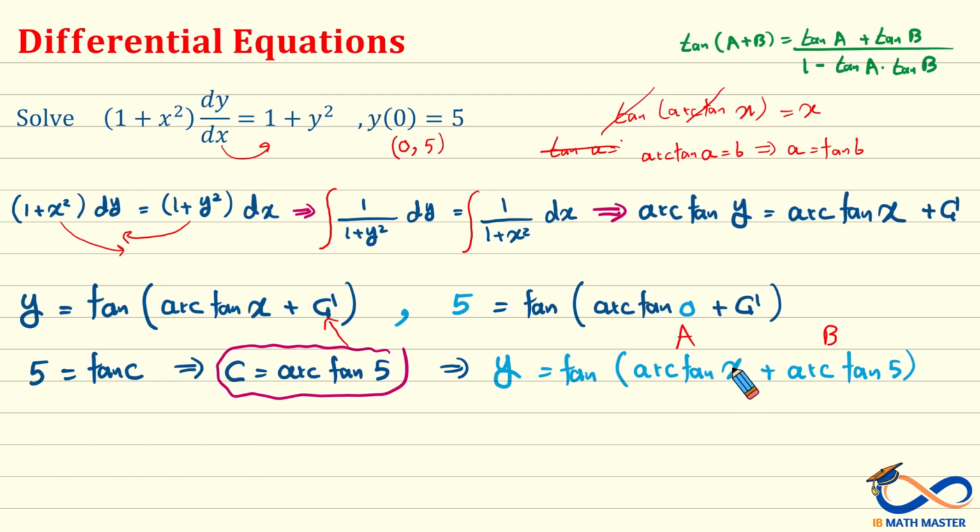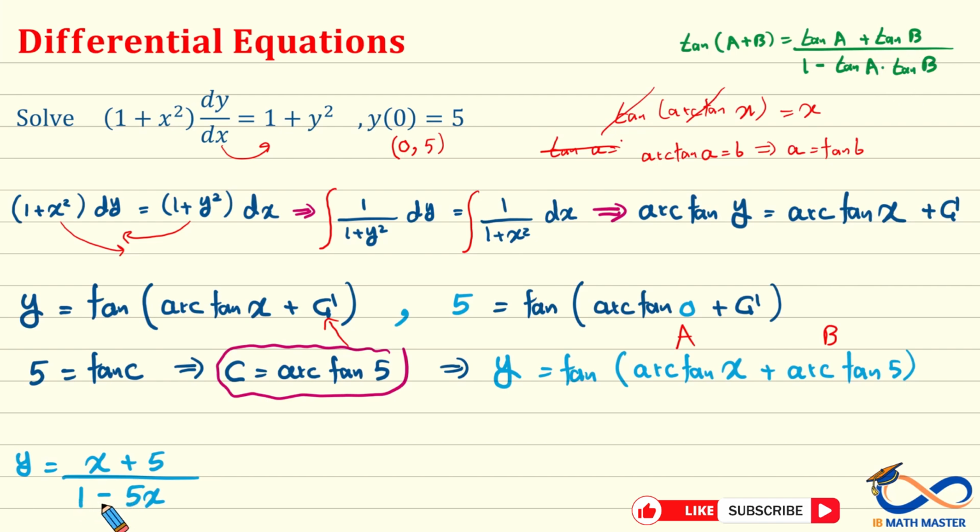In the same exact way, we have tangent of arctangent 5. So the tan and the arctan will cancel, so you have only 5. So you have x plus 5. Here it is, x plus 5. In the denominator, as you see in the formula, you have here 1. So we have 1 here, minus the product of the same two tangents above, x times 5. So it will be 5 times x. I wrote the 5 first. So here, tangent of this multiplied by the tangent of this will be 5x. This is now the particular solution to the differential equation given that it passes through the point (0, 5).